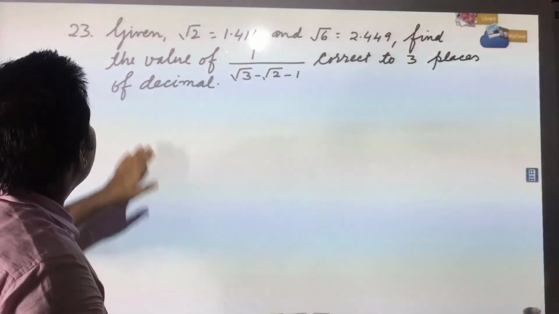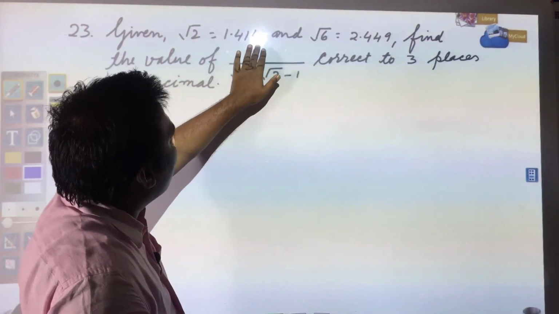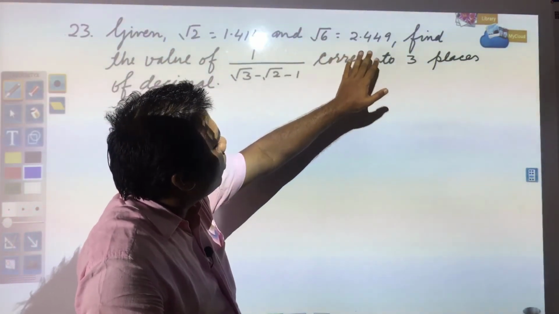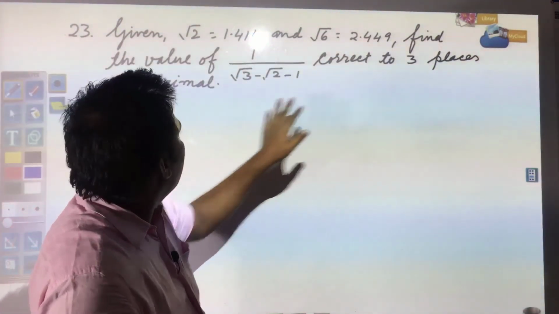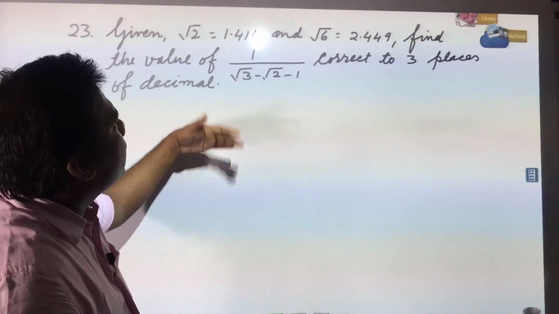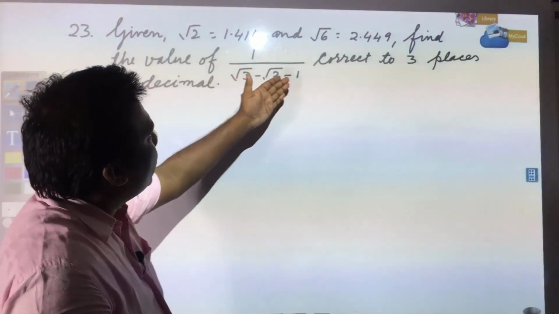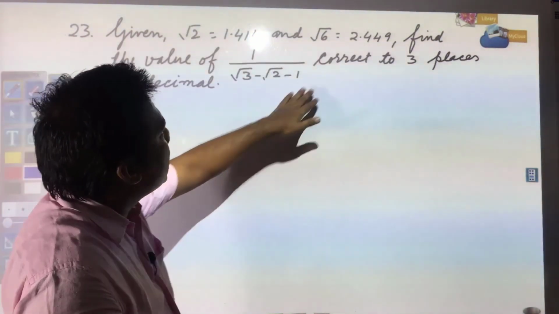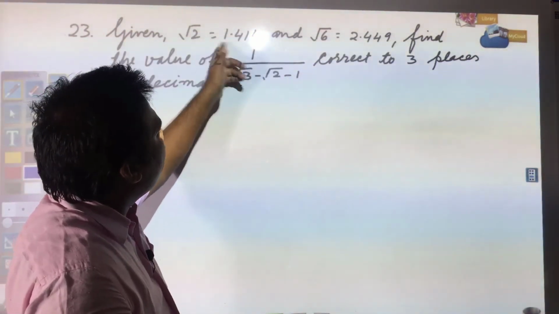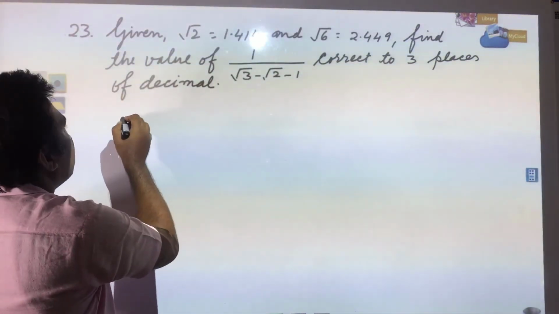Next you see, given root 2 is equal to 1.414 and root 6 is equal to 2.449, find the value of this, correct to 3 places of decimal. Last day itself it was told, if you put the value initially, it is very difficult to solve or simplify, but if you rationalize this term and then put the value, it can easily be found out. So, try to rationalize this.